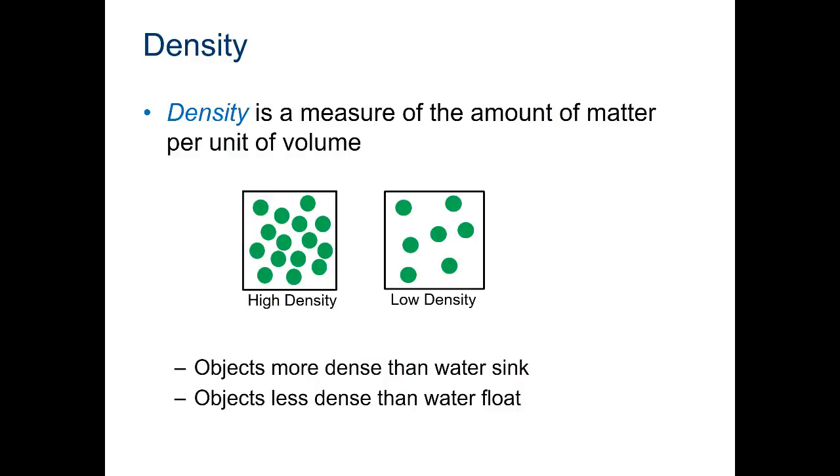If you consider the two diagrams here, you can see that something with high density has a lot more matter in it. Consider each green dot as a molecule. Than something with low density, which has more space between the molecules. If the density is less than 1, which is 1 gram of water per cubic centimeter, it will float in water. And if it's more than 1 gram per cubic centimeter, then it will sink.